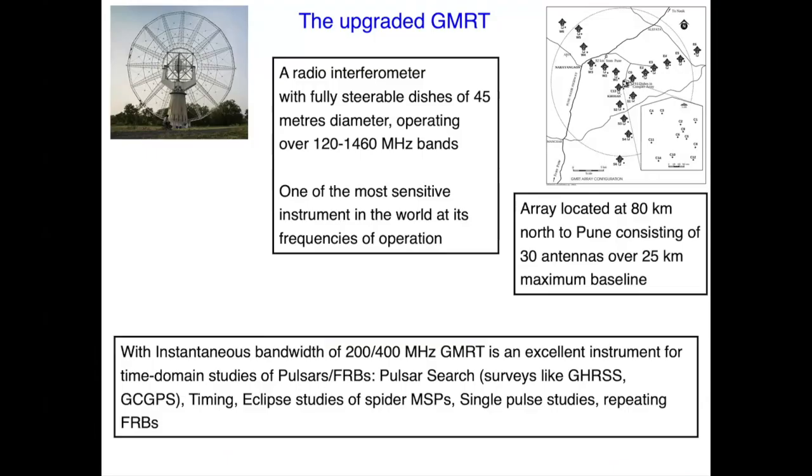It operates from 100 megahertz to 1500 megahertz, and it is an array of 30 dishes, 45 meter diameter, spread over 25-kilometer baselines. Recently the bandwidth was upgraded, going to 200 and 400 megahertz, which makes GMRT an excellent instrument for time domain study as well as imaging study. And that's where this project Spotlight is coming in, because once the bandwidth upgradation happened, we thought of converting GMRT to a survey instrument in addition to being a good follow-up instrument.